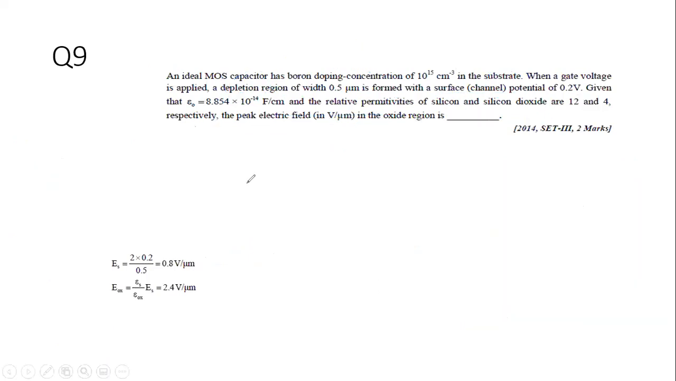An ideal MOS capacitor has boron doping concentration, given as 10 to the power 15 per centimeter cube in the substrate. When a gate voltage is applied, a depletion region width of 0.5 micrometer is formed with the surface channel potential 0.2 volt. Epsilon naught is given, epsilon R of silicon is given, and 4 is the permittivity of silicon dioxide. The peak electric field in the oxide region equals what?